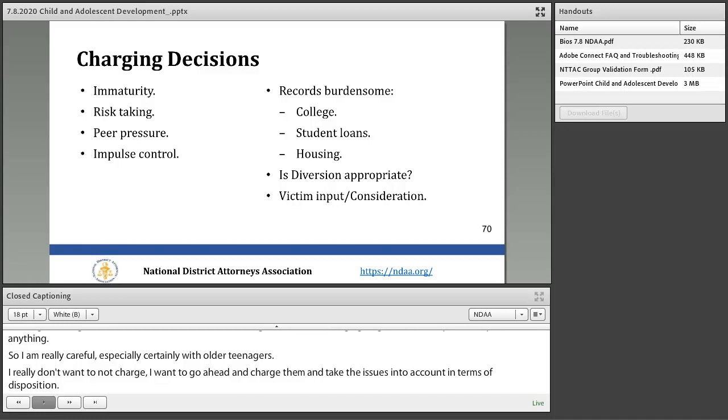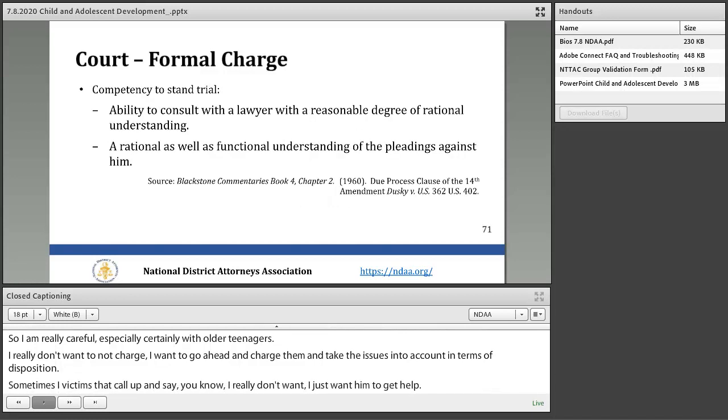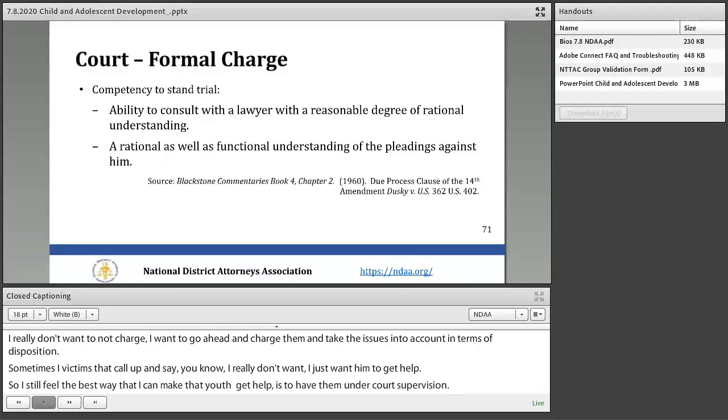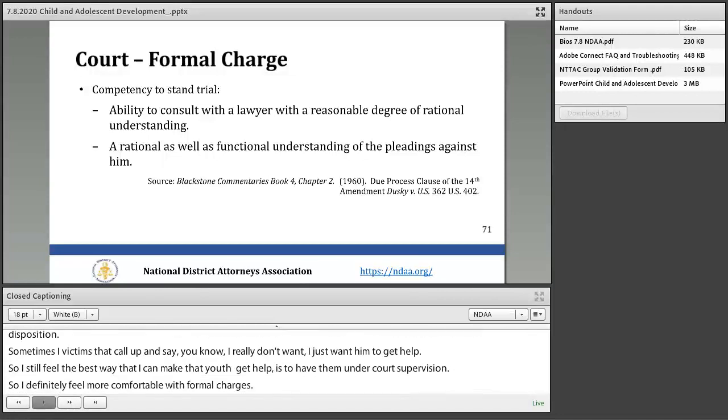Sometimes I have victims that call up and say, I just want him to get help. And so I would still feel the best way I can make that youth get help is to have them under court supervision. So I definitely feel more comfortable with formal charges.